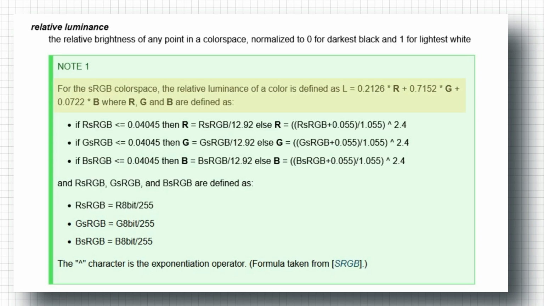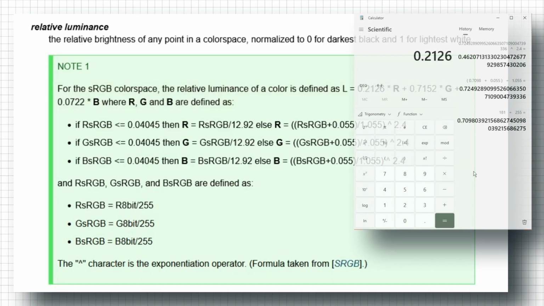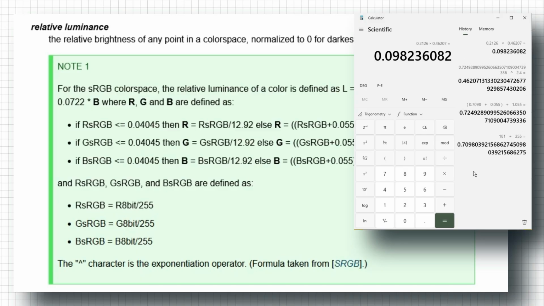Relative luminance is 0.2126 times R plus 0.7152 times G plus 0.0722 times B. 0.2126 times 0.46207 is 0.09823. And green and blue are again 0. So when I add them all together, I still have 0.09823. I've calculated the relative luminance of my red.